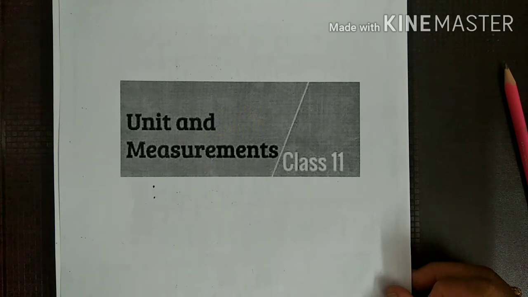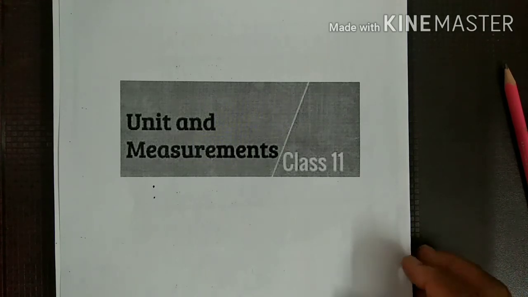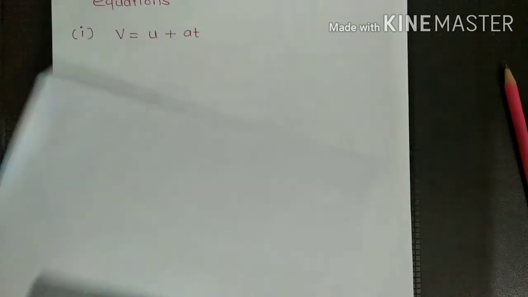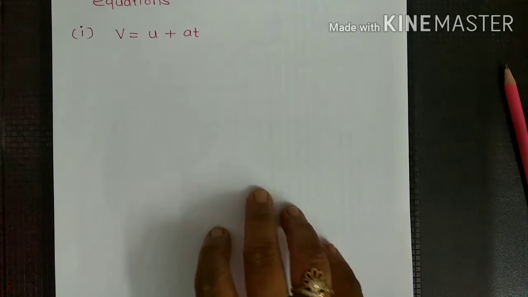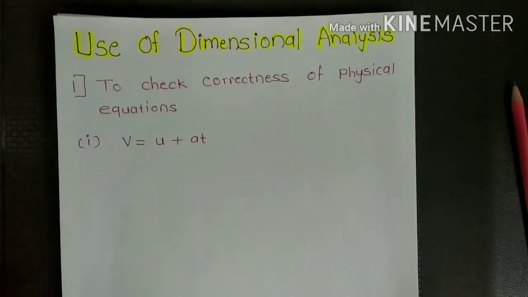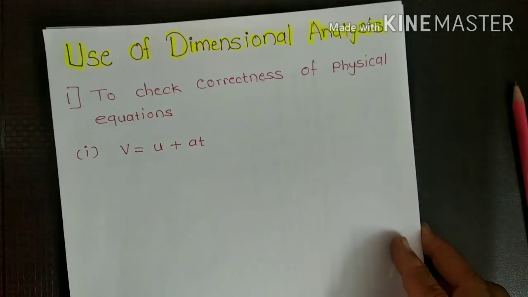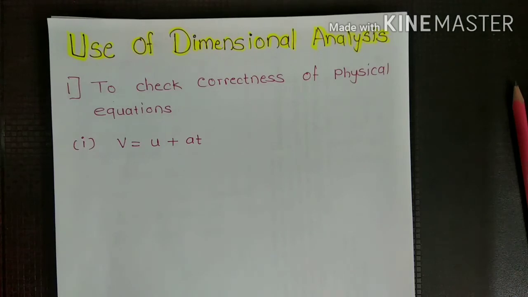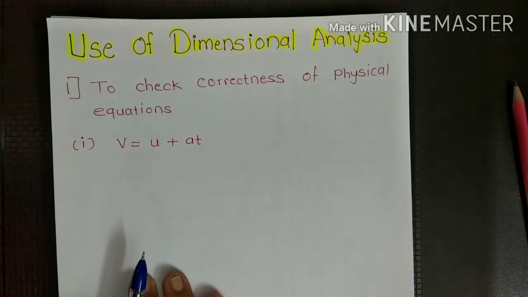Now we have started our third lecture of lesson number 1 of 11th standard, that is units and measurement. In the last lecture, we had seen how to find out the dimensions of physical quantities. In this lecture, we have to see the use of dimensional analysis. First use of dimensional analysis is to check the correctness of a physical equation.